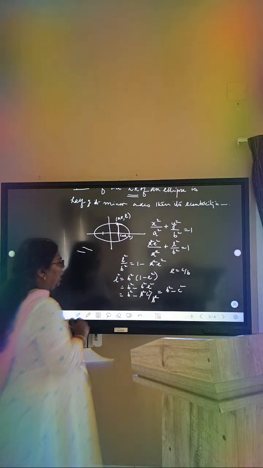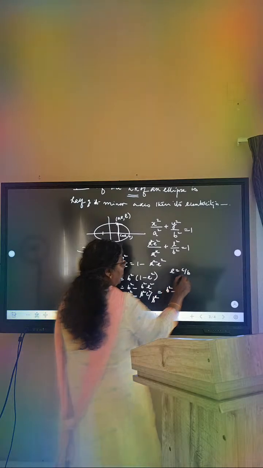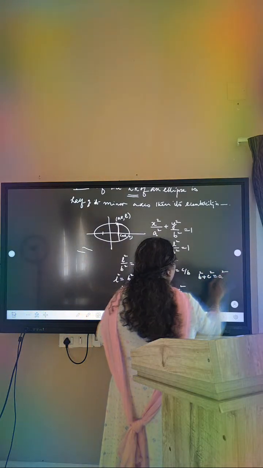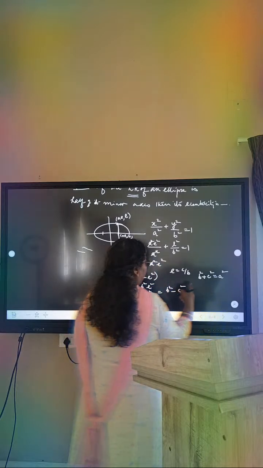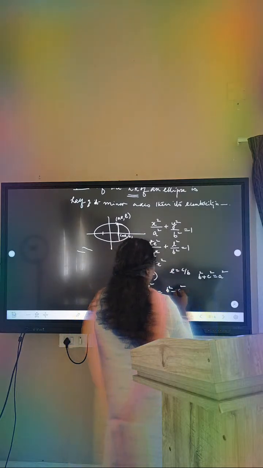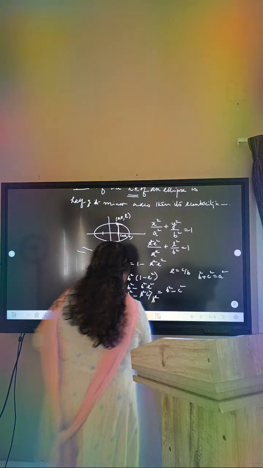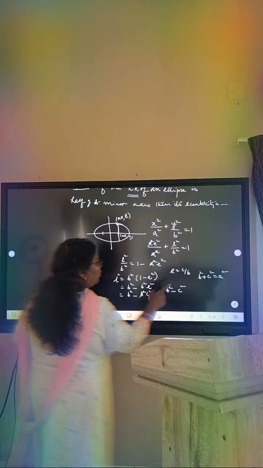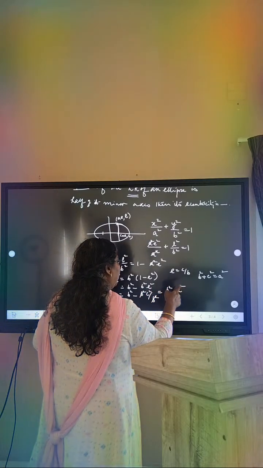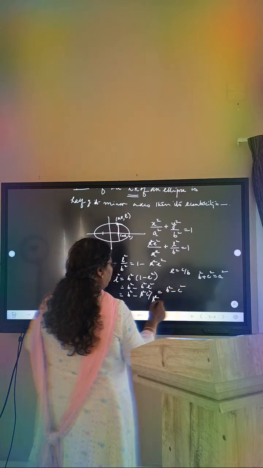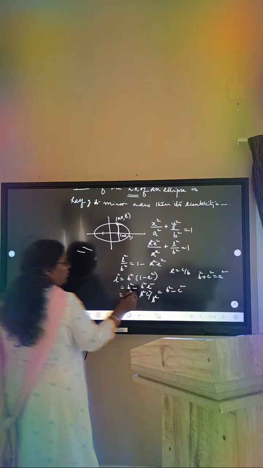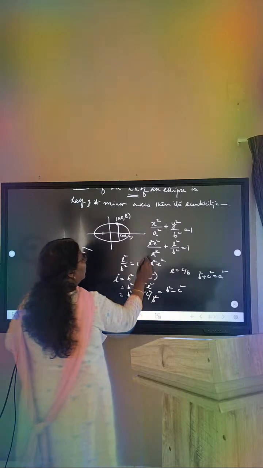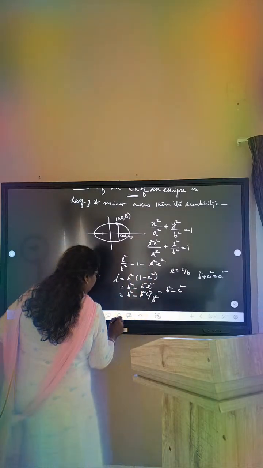But b squared plus c squared is equal to a squared, and therefore b squared minus c squared is equal to, how to write this? So we can write this as 2b squared by a. So c squared is equal to a squared minus b squared. Okay, right. c squared is equal to a squared minus b squared.